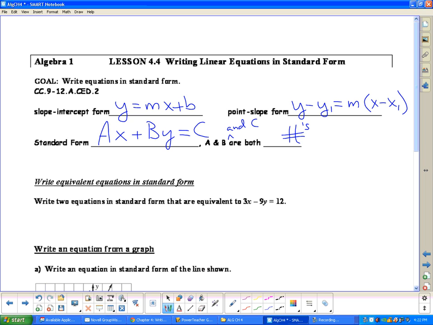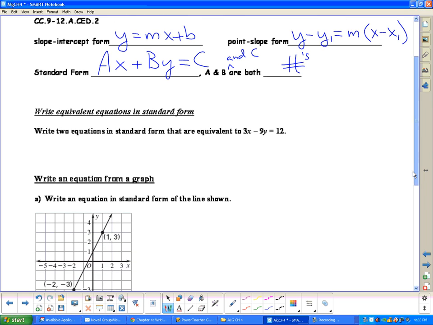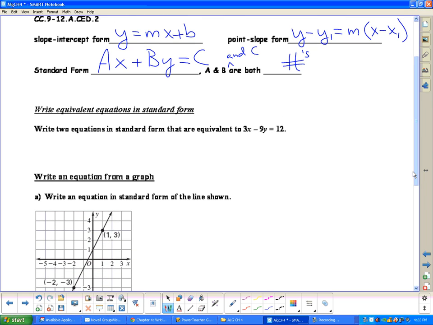So when we write things in standard form, this is what it looks like when we have some example with actual numbers in there. And so we can take a look at this and say, well, I can write this in a different way. One way that I can write this in a different way, but still be the same equation, is if I do something to this number, but then I also have to do the same thing to this number and the same thing to this number. So write two equations in standard form that are equivalent to this.